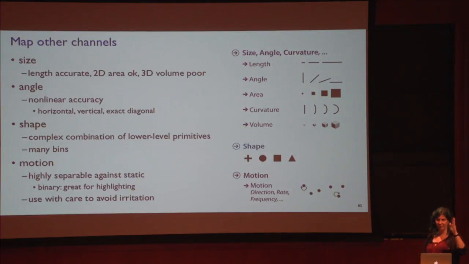So you can tell 90 from 89 and 0 from 1 and 45 from 44, but not these others. So be aware that there's these interesting nonlinear accuracies with the cardinal directions and the diagonals.